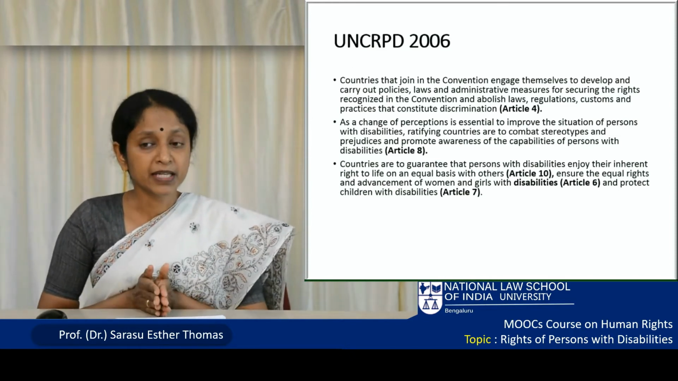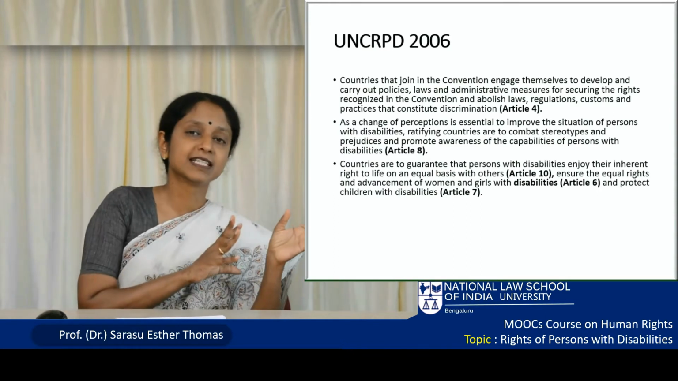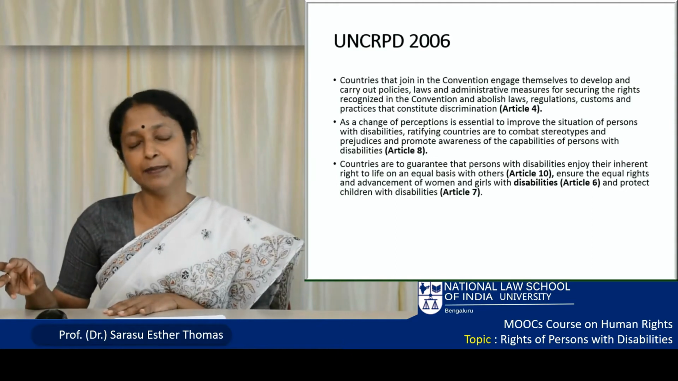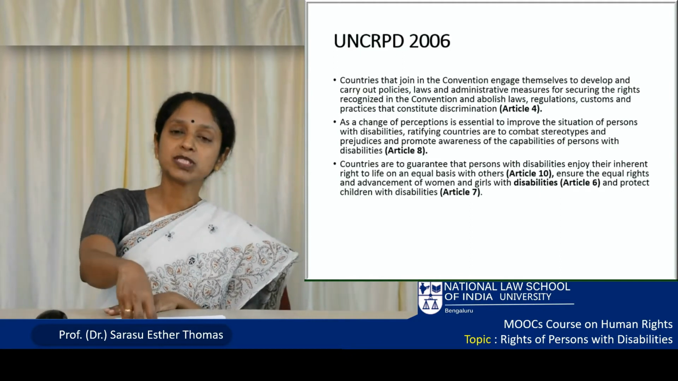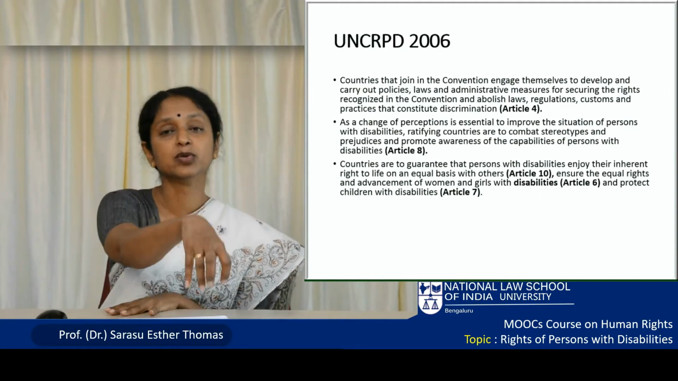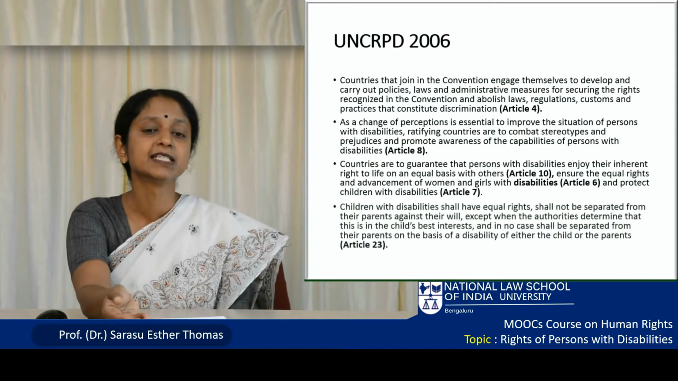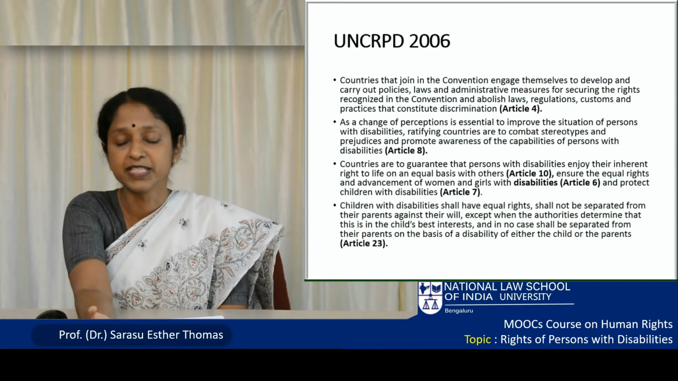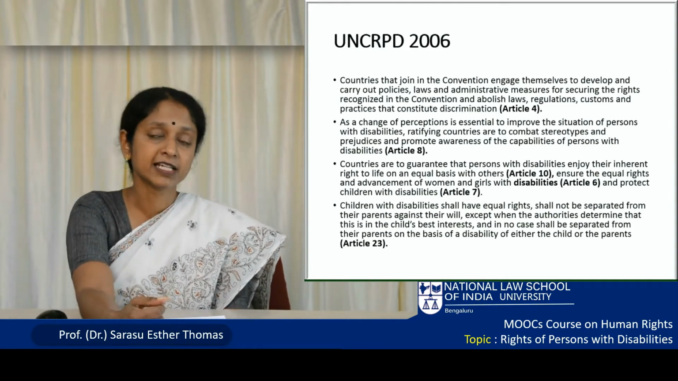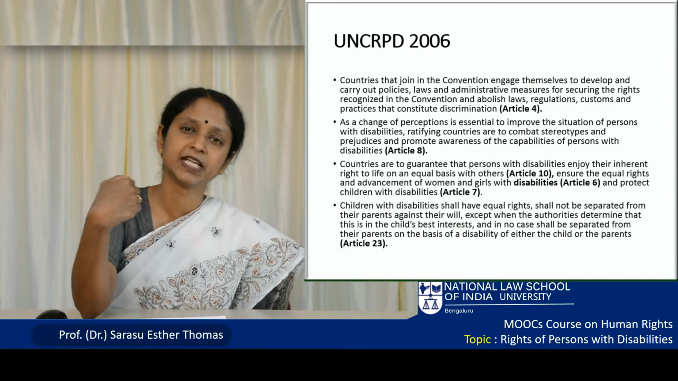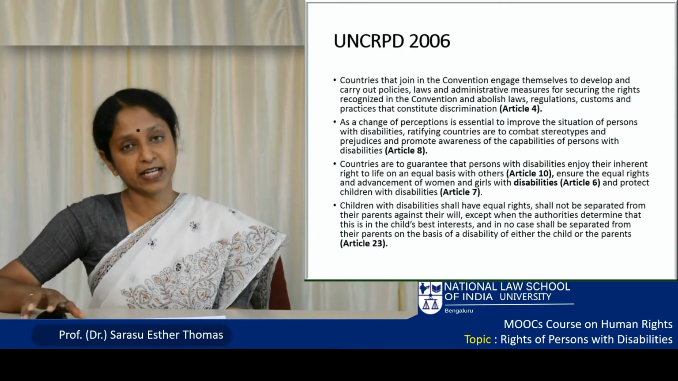We see that the Convention is especially concerned with two groups of people. One is girls/women and the other is children. Because we see when we look at the chapter on intersectionality that these two categories are most vulnerable when we look at violations of the rights of persons with disabilities. We also see that children with disabilities have to be given equal rights, should not be separated from their parents except when it is in the child's best interest, and disability should not be a cause of separating a parent and child, and this includes both the child's disability as well as parental disability.